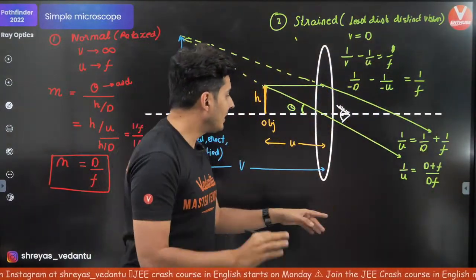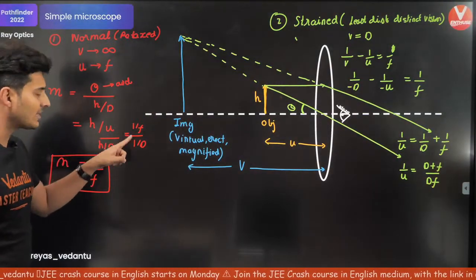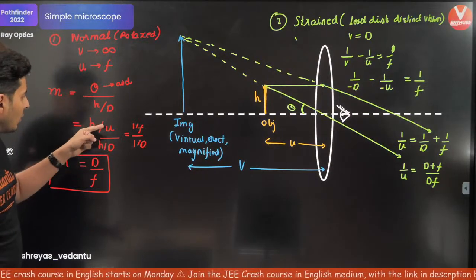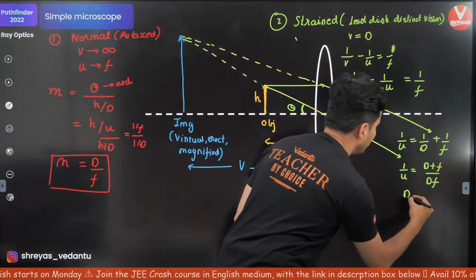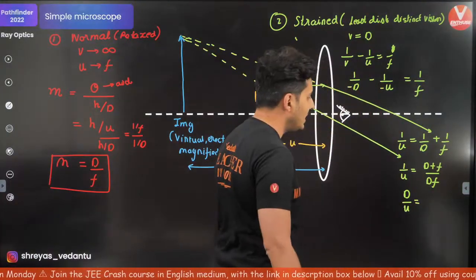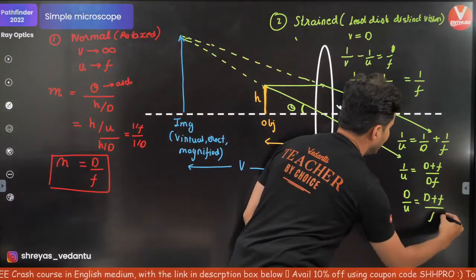Interesting. Last thing, probably I will need the value of D by U somewhere around, because D will go on the top, U will come below. That's my thinking. So let's just find the value of D by U. What will be the value of D by U? It will be nothing but D plus F divided by F.